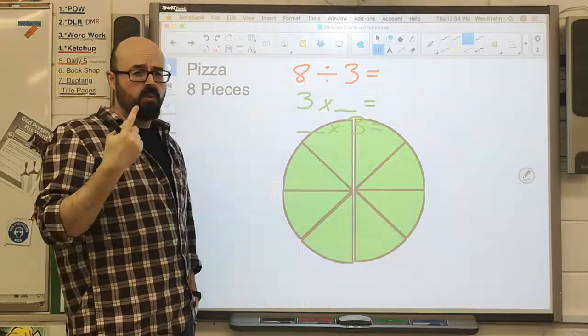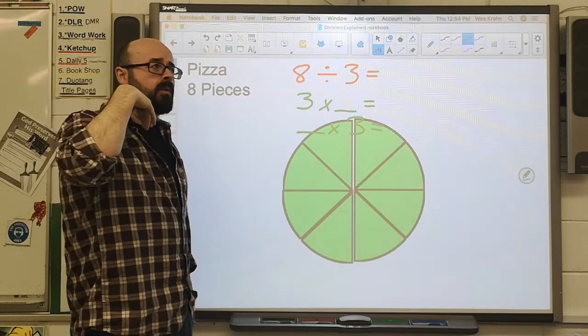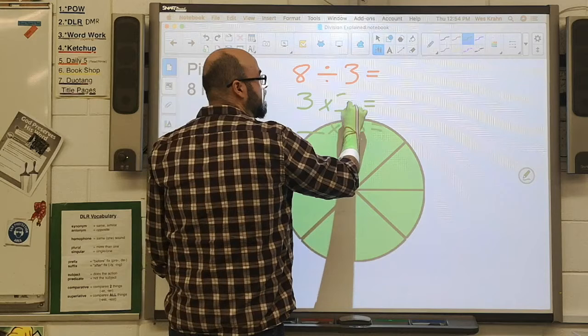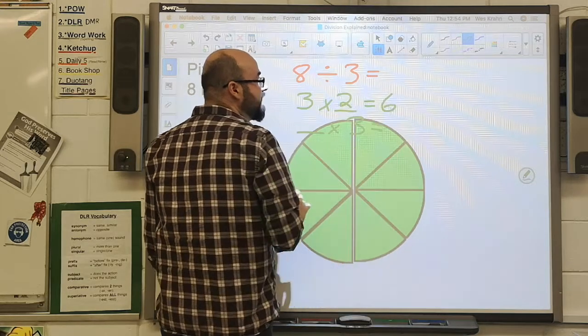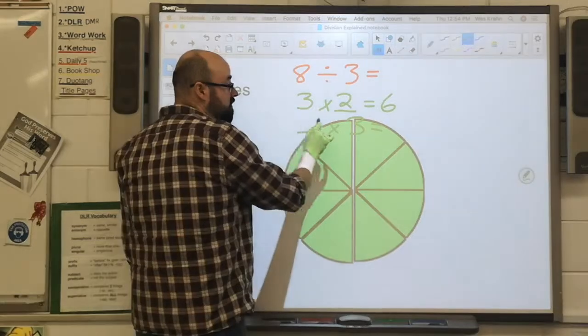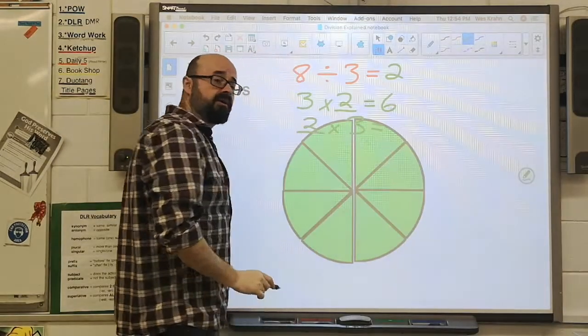Well, it's going to be more than one group of 3 because that would be 5 left then. We want to do 3 groups of 2, which will give us 6. That'll be pretty close because we can't get any closer to 8. So that means this will be 2 as well. And I'm going to take that answer and put that right over there.